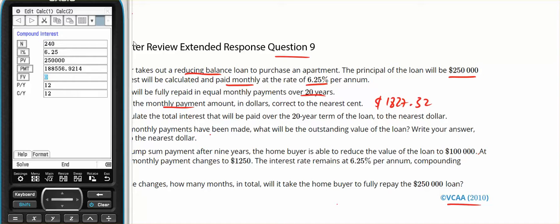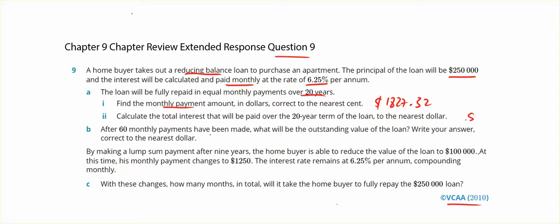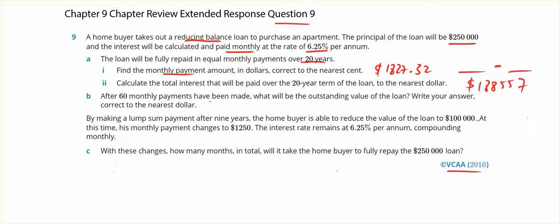250,000, just double checking we're at 0. It says round to the nearest dollar, so it's $188,557. Now on the SAC, I do expect some sort of working here, so you can show me what you've done. It's worth 2 marks, so in case you get something wrong, I can give you a method mark.